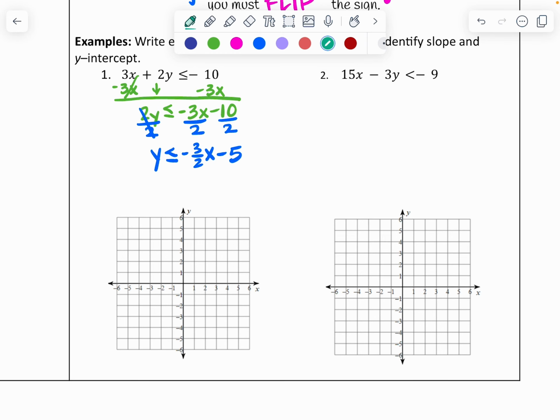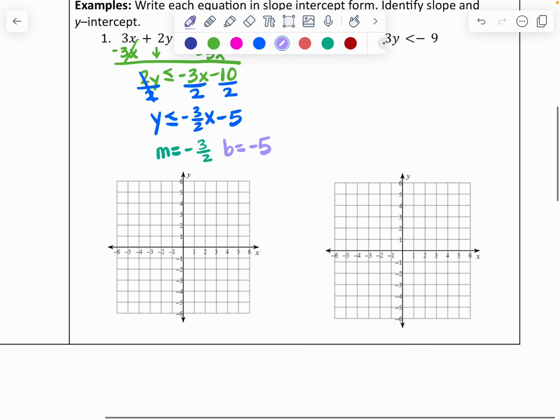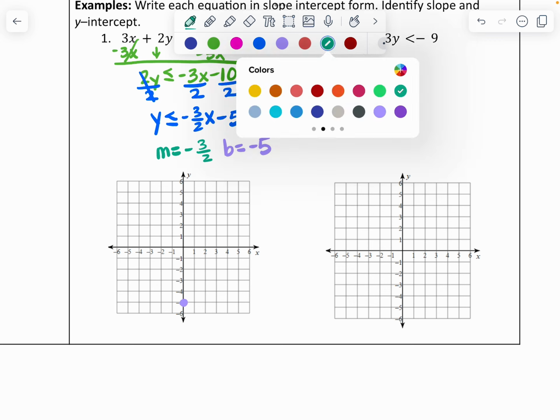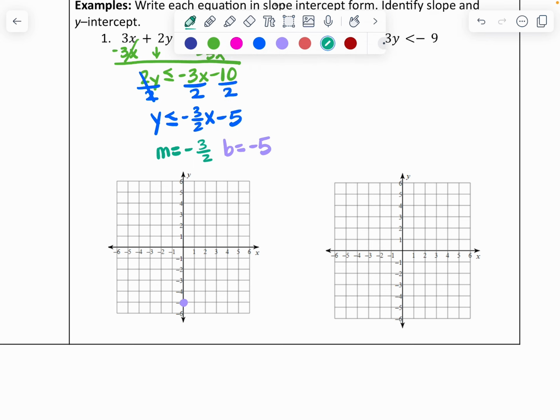So let's identify m and b and then graph this. So my slope is negative 3 over 2. That's my rise over run. And b is negative 5. That's my y-intercept. So I'll plot negative 5 on the y-axis. And I need to go down 3 and over 2. But since I can't, I'm going to reverse that and go up 3 and 2 to the left.